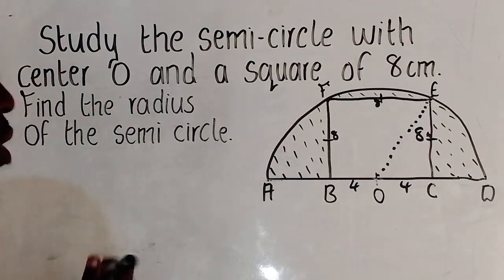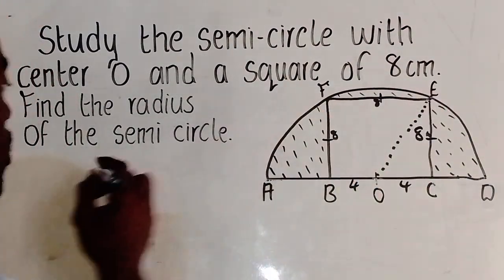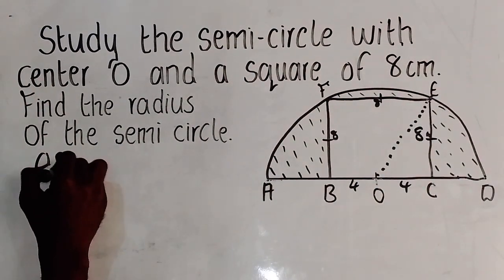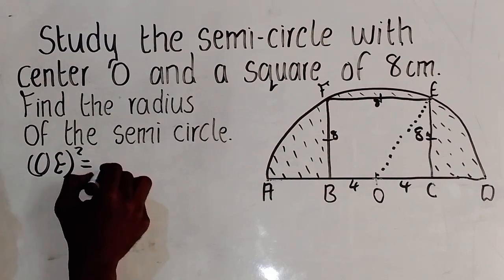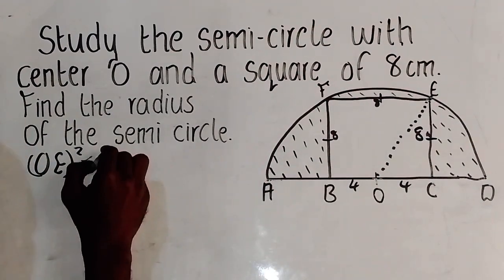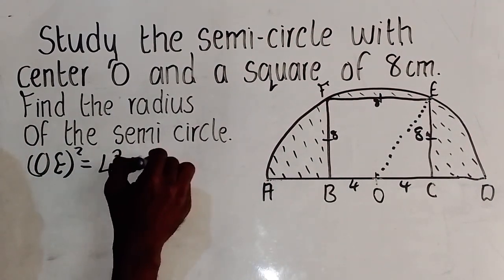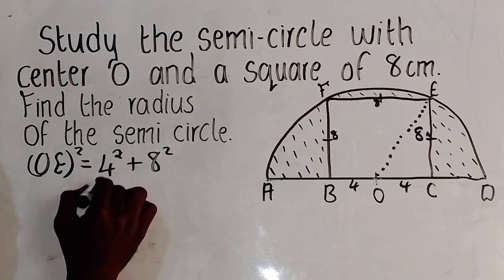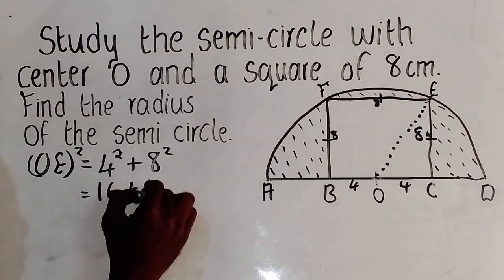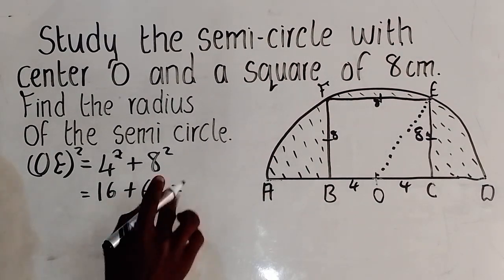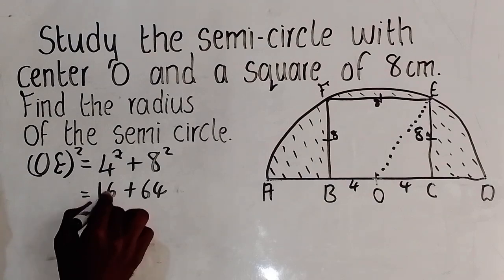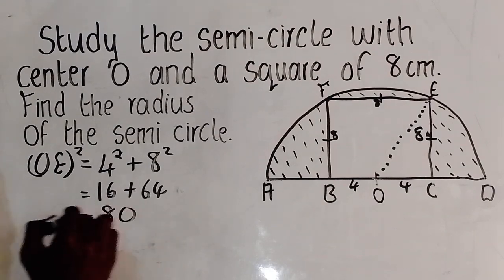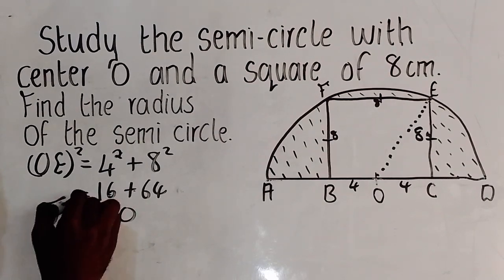So we simply say OE squared is equal to 4 squared plus 8 squared, by Pythagoras. Now you say equal. So here it's going to give me 16. Here it's going to give me 64. Now the next step is we add. These two are going to give me 80. I hope you are following.